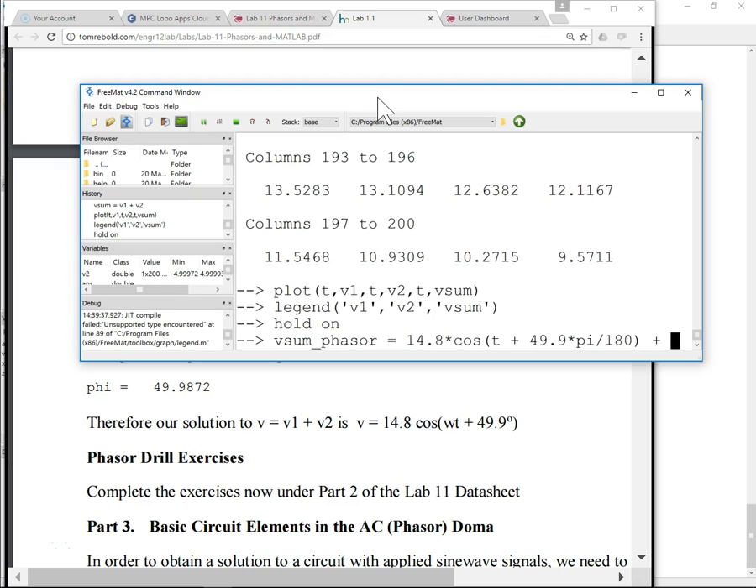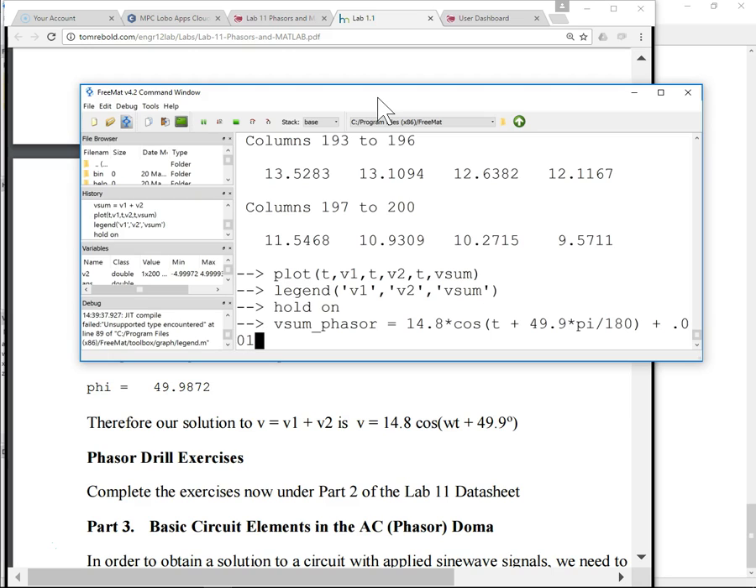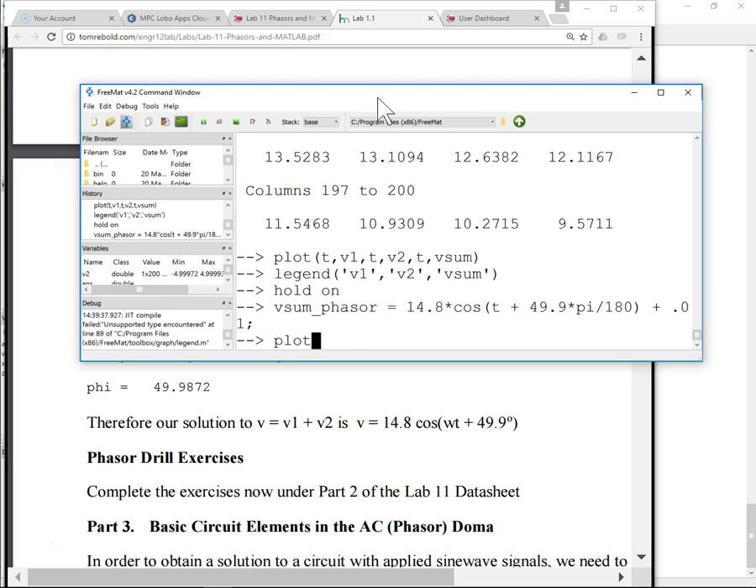And actually, just so I don't overwrite the answer, maybe I can offset it by 0.001 or 0.01. So it'll be up a little bit from the V sum. And we could see they should be right on top of each other practically, right? Does that make sense? And now I can add plot T with V sum phasor.